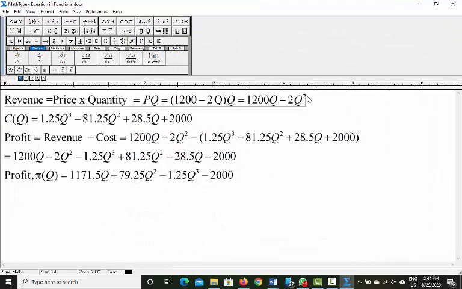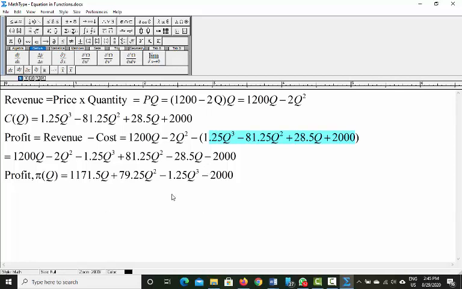So this is the revenue function, and this is the cost function. We know that profit is equal to what? Revenue minus cost. Revenue means income and cost means expense. So profit means revenue minus cost: this is the revenue function minus this is the cost function. Now if you simplify it, that means if you multiply all the things inside the bracket by minus, the signs will change. So this one will become minus, this one will become minus, and so on.